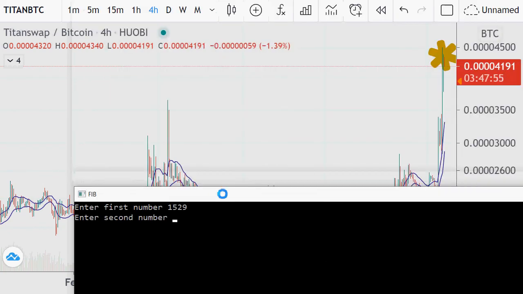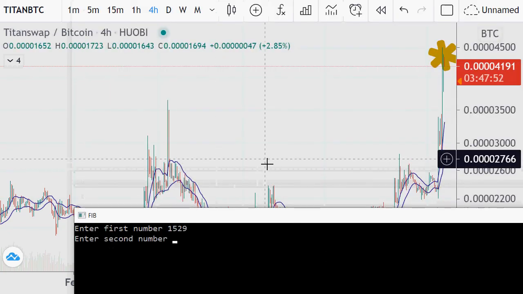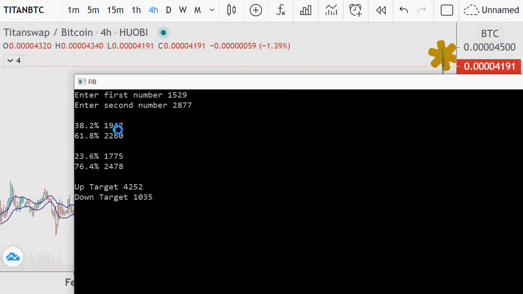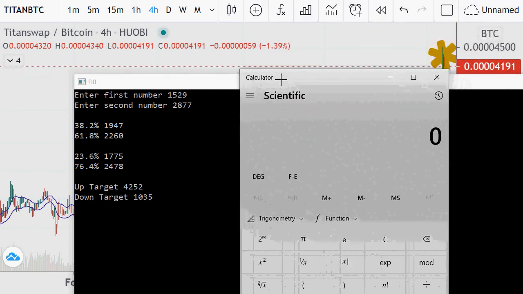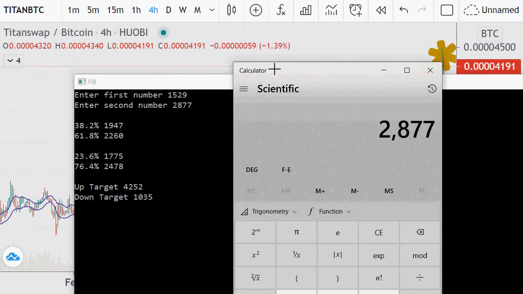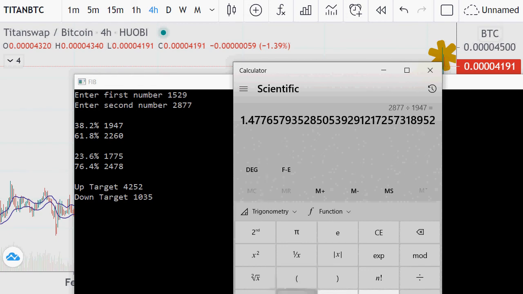So, 2877. Yeah, we'll go with that. So the 38.2 is 1947. I've got to believe that we've already hit these fib numbers. I'm just going to use a normal calculator from this point on. So I got a high of 2877, and I want to divide it by the low, but this is going to be the 38.2 number of 1947.